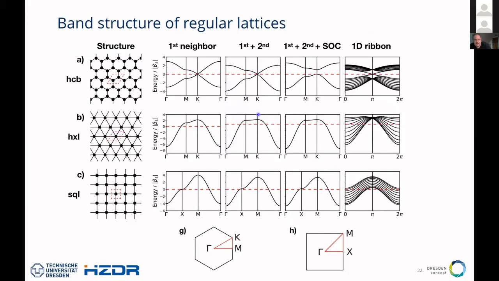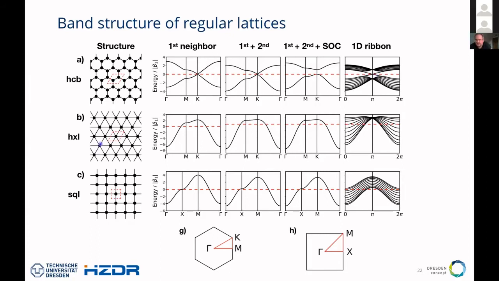So if you have a regular lattice, you already know that for HCB, which stands for honeycomb, because there is nothing else in graphene, if we have just the interaction, we get the Dirac cone. If we enter second order interactions, not much happens. If we include spin-orbit interactions, and we do that very, very strongly, we open a gap, right? And then we will get here a one-dimensional ribbon with the protected surface states. Okay, so we knew that, so our approach works.